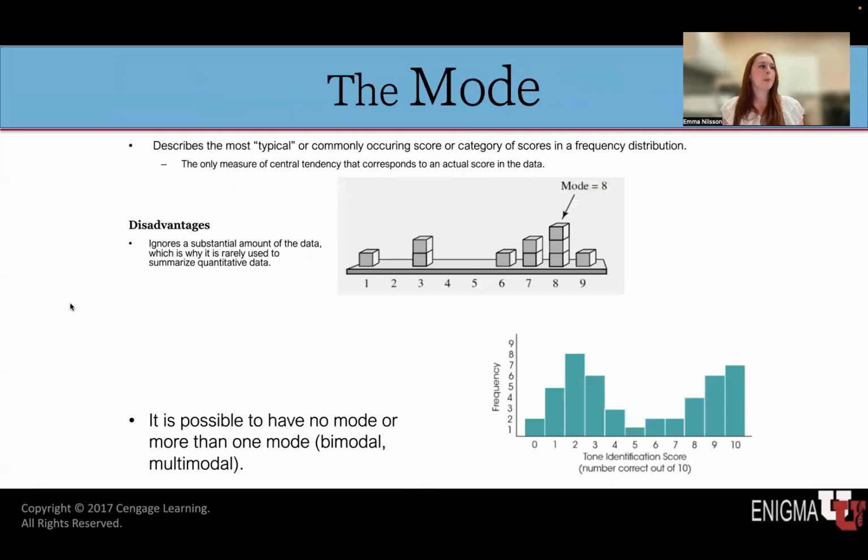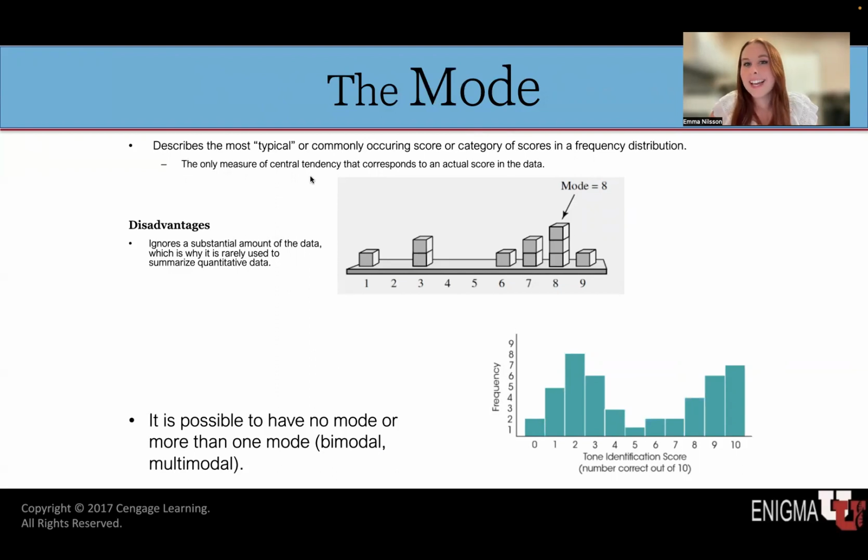And finally, we're going to talk about the mode, which is just going to describe the most typical or commonly occurring score in a frequency distribution. Basically, which data point appears the most frequently. Here, we can see that 8 appears 3 times, which is more than any of the other data points, so 8 is our mode.